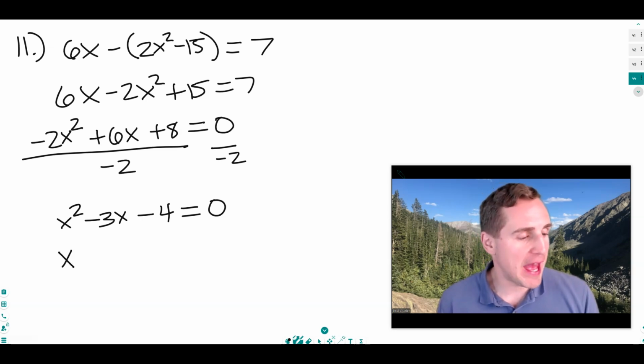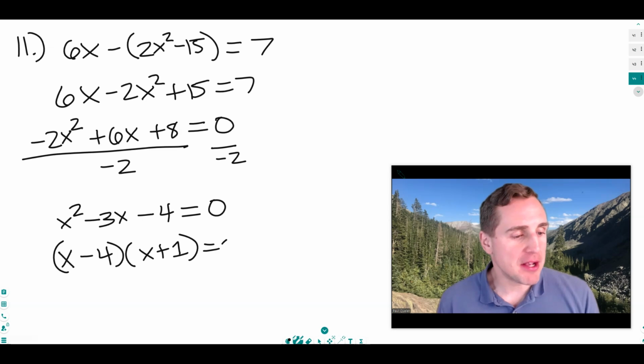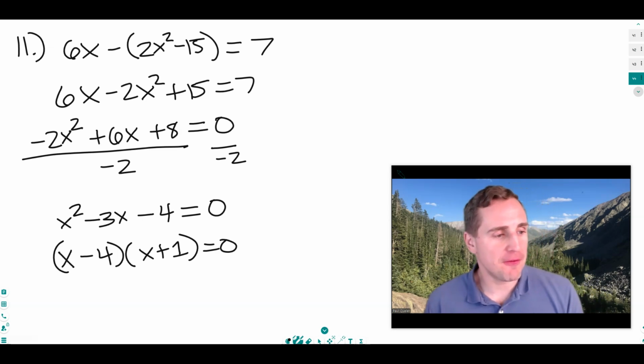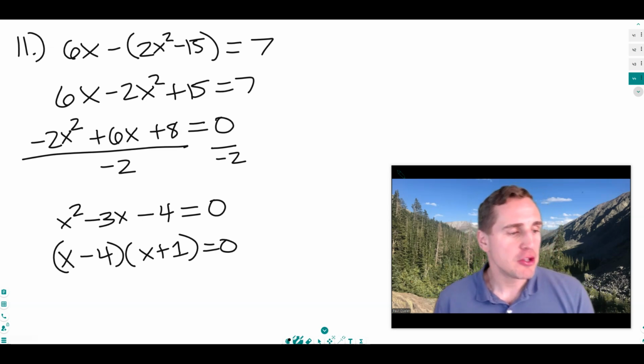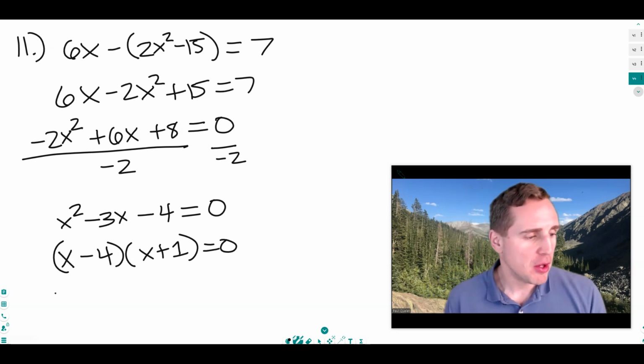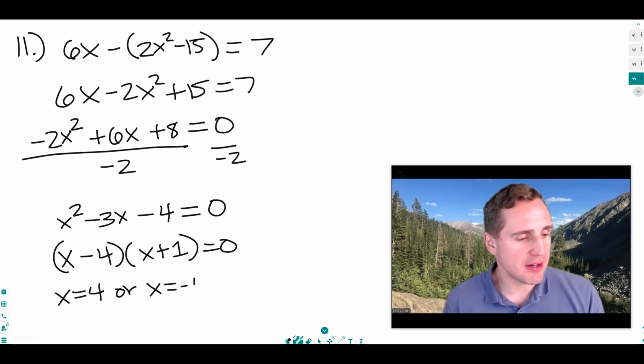So that factors to (x minus 4)(x plus 1). How do I know that? That's because I need two factors of negative 4 that add up to negative 3. So that would be negative 4 and positive 1. So x equals 4 or x equals negative 1.